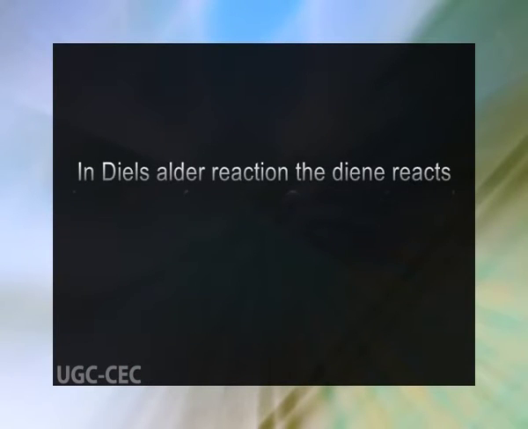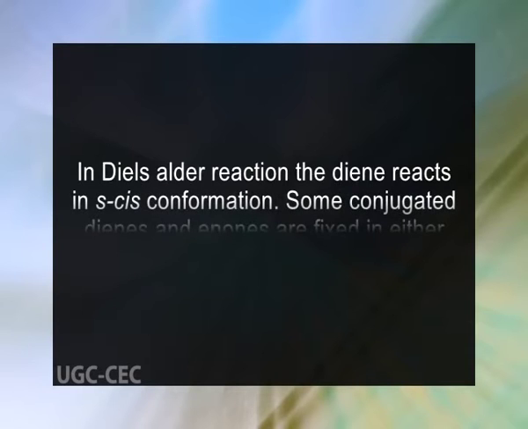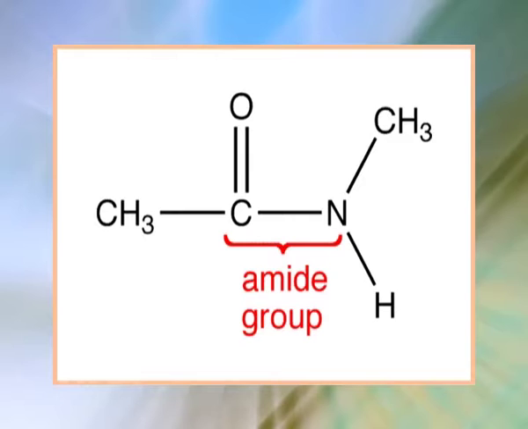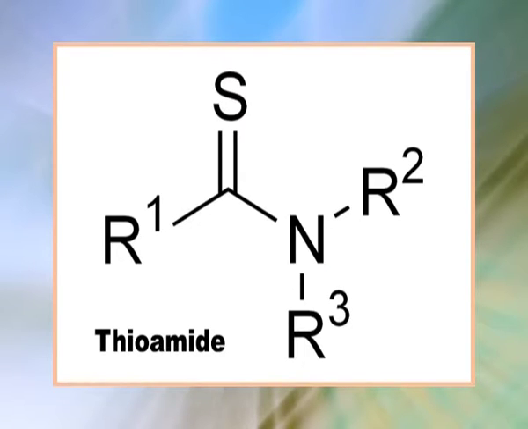The s-cis and s-trans conformations have important effects on the reactivity of the system. In the Diels-Alder reaction, the diene reacts in the s-cis conformation. Some conjugated dienes and enones are fixed in either s-cis or s-trans conformation. Suitably substituted amides and thioamides also show cis-trans isomerism, as resonance gives some double bond character to the single bond and slows rotation. The isomers are classified by cis-trans or EZ nomenclature.